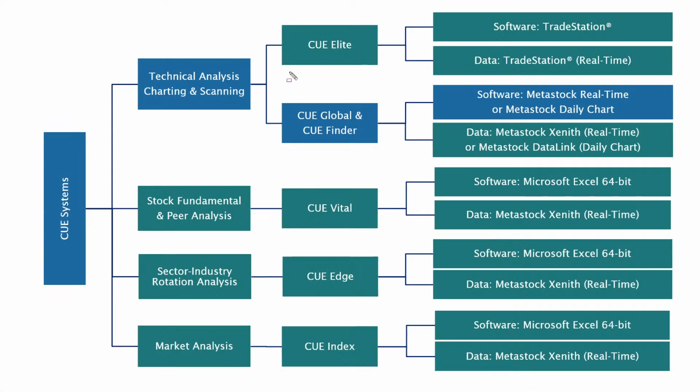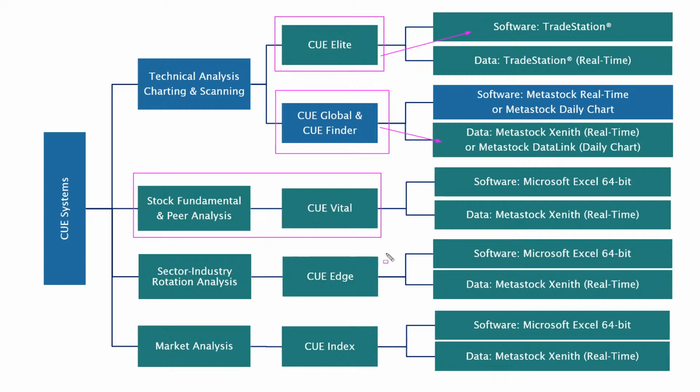These are the systems I use: Q Elite and Q Global Q Finder for technical analysis. Q Elite runs on TradeStation. Q Global Q Finder runs on Metastock and Zenith Data. I use Q Vital for fundamental and peer analysis, Q Edge for sector industry rotation analysis, and Q Index for market level index analysis.